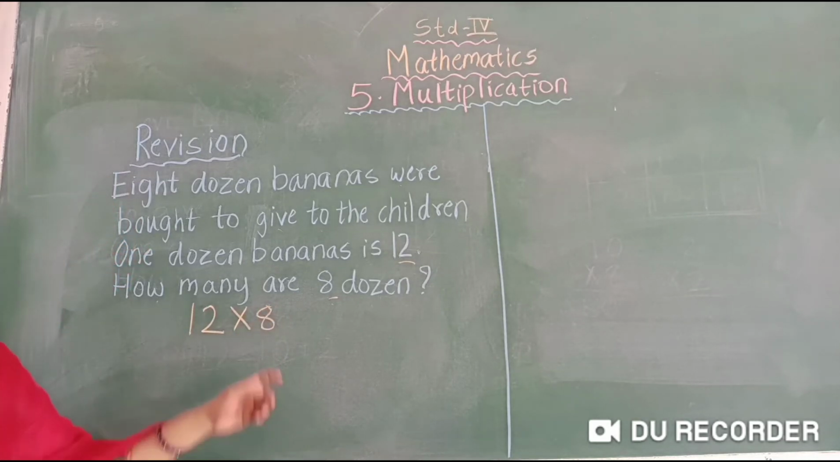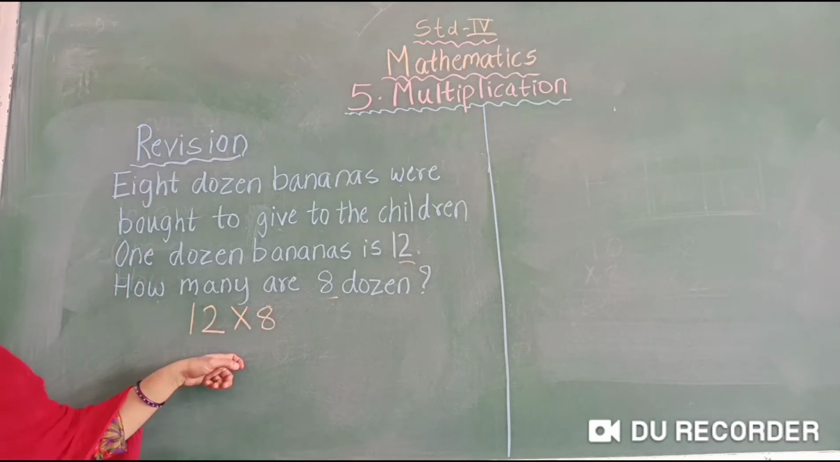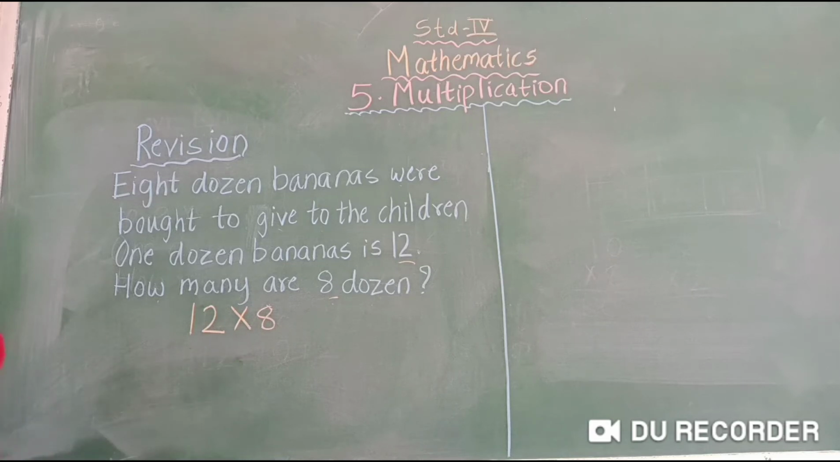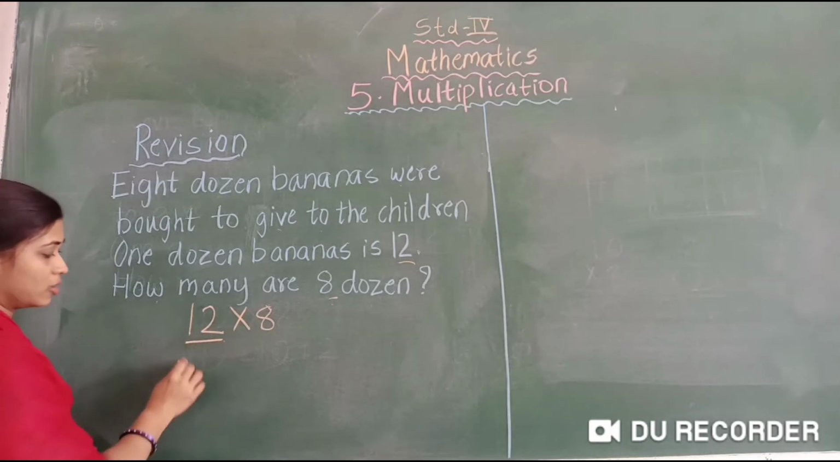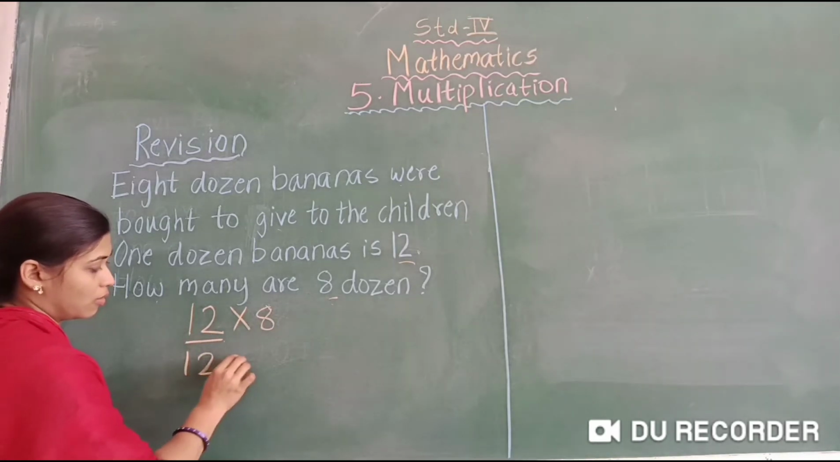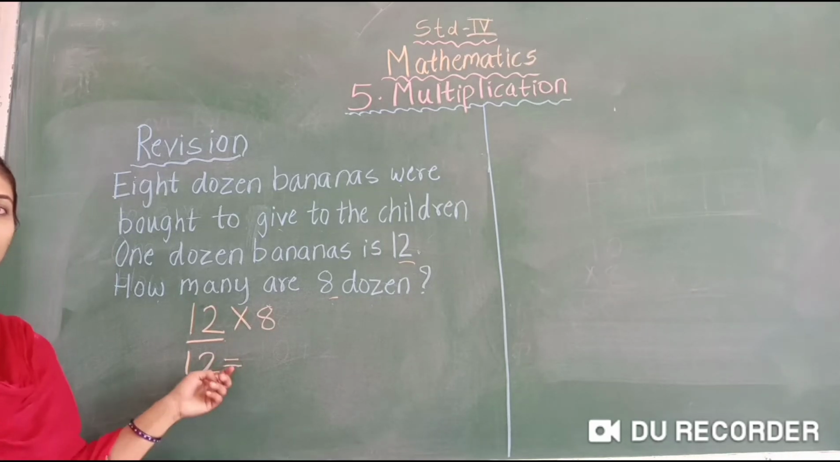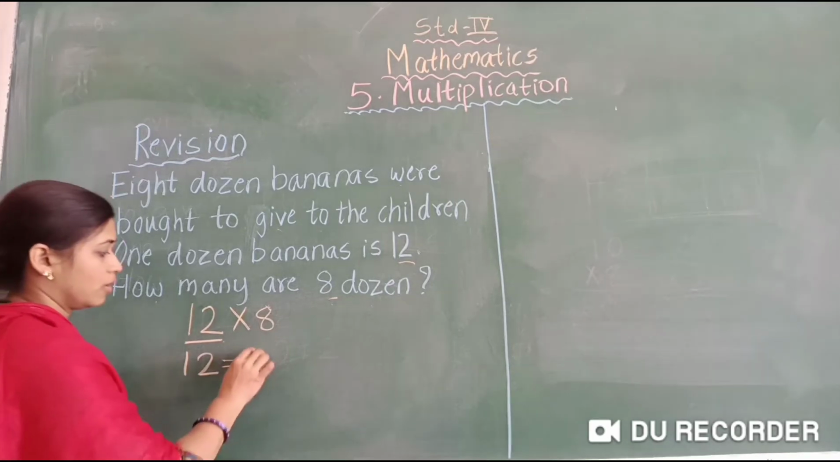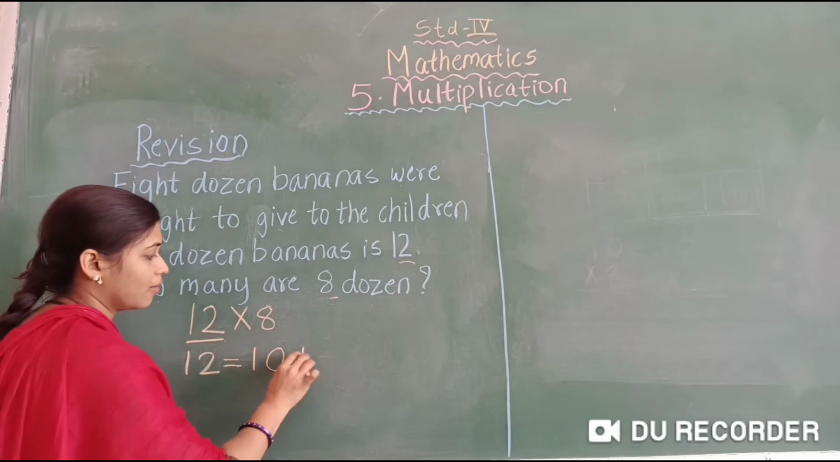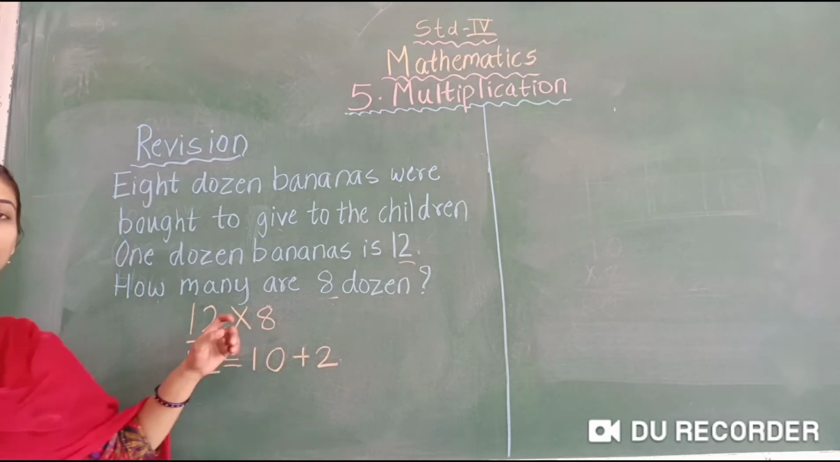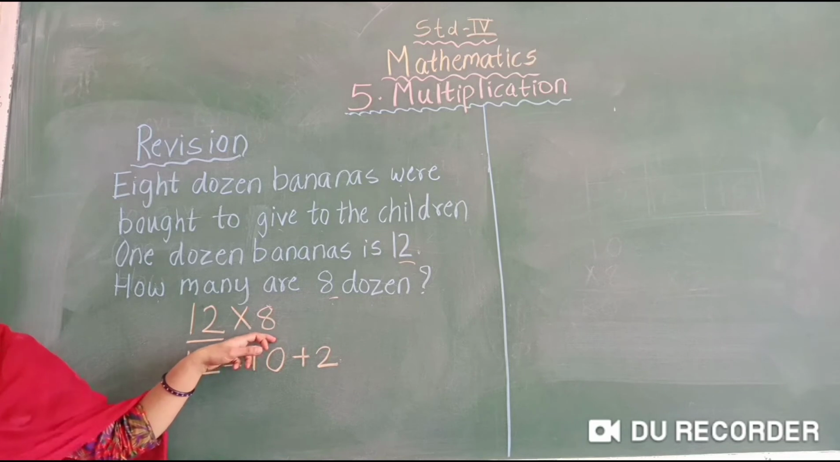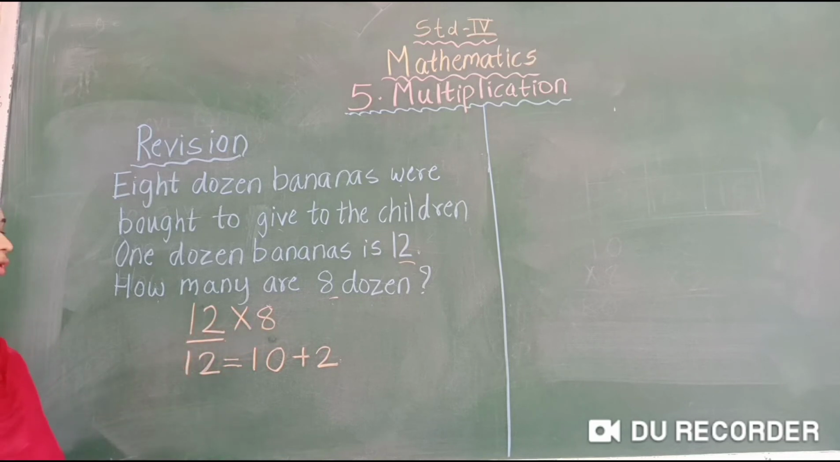And this multiplication we have to do using the lattice method. What do we have to do in the lattice method? First we need to write the number in the expanded form. How to write 12 in expanded form? Yes, how to write 12 in expanded form? It can be written as 10 plus 2. And 8 already being a single digit number, we need not expand it. We don't have to expand the 8.